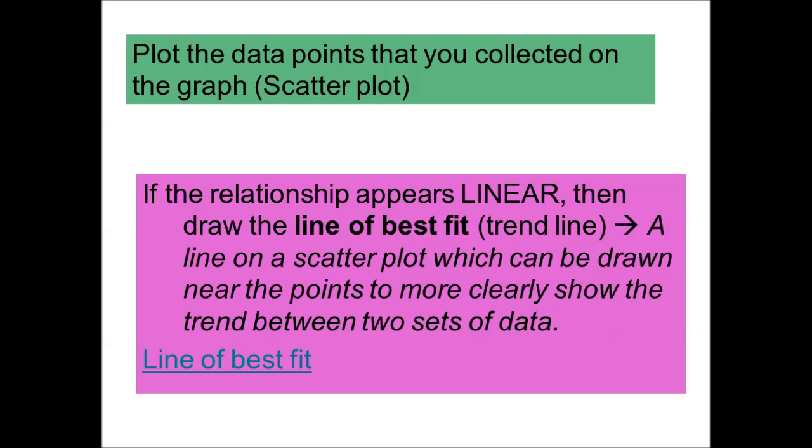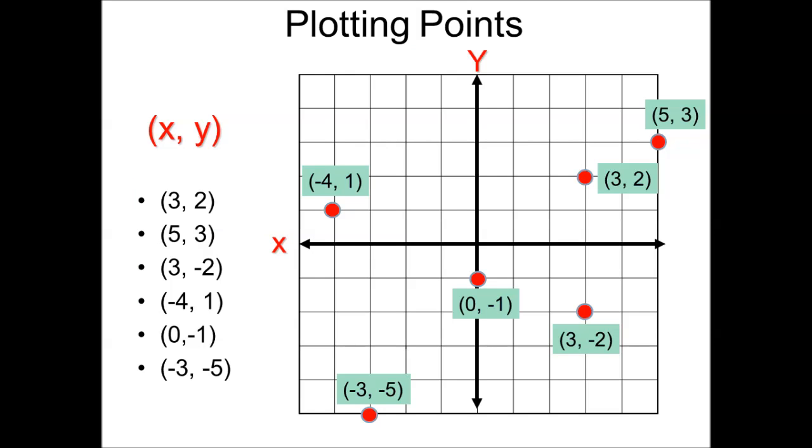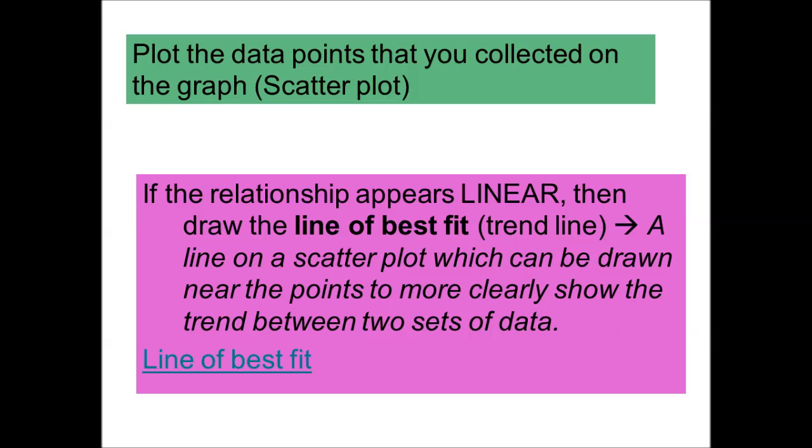So when you plot the data points that you collect on the graph, we call that a scatter plot, so that's what you see right here. And if there's a relationship that appears linear, that is, it almost appears like it's kind of fitting around a straight line, then you draw that line, and that's what we call our line of best fit, or our trend line.